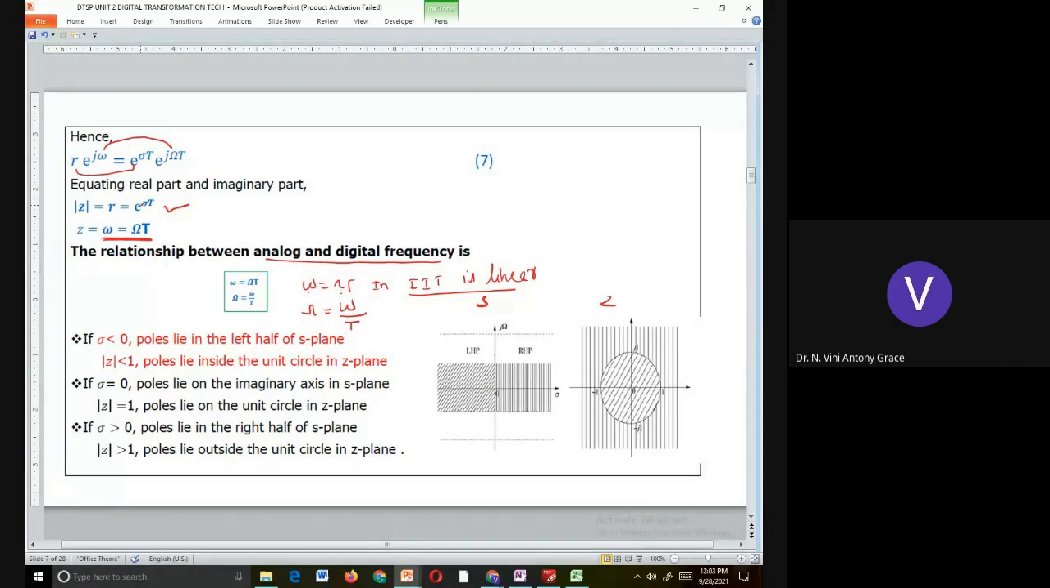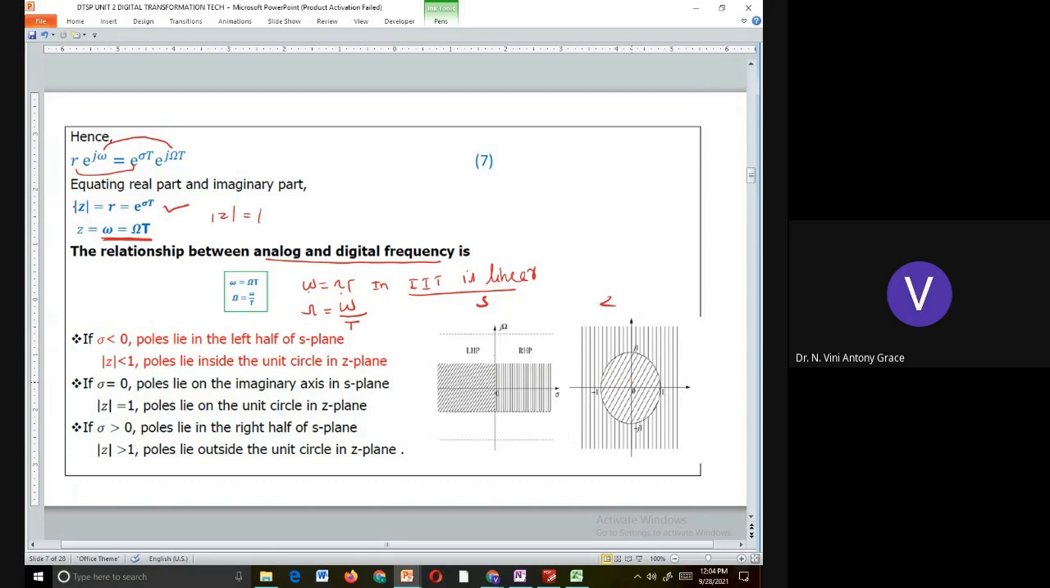When I substitute sigma equal to 0, this is e power 0, which is equal to 1. So I can say that its corresponding pole will be mapped on the unit circle, since mod Z is equal to 1 for this case. So it gets mapped on the unit circle in the Z plane. All poles on the imaginary axis get mapped onto the unit circle in the Z plane.